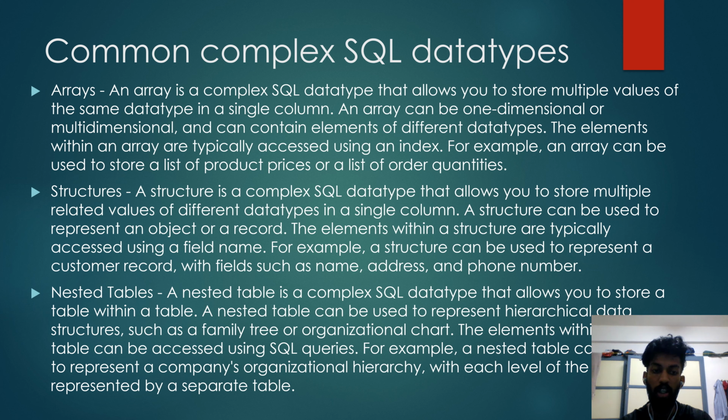Next one, structures. A structure is a complex SQL data type that allows you to store multiple related values of different data types in a single column. A structure can be used to represent an object or a record. The elements within a structure are typically accessed using a field name. For example, a structure can be used to represent a customer record with fields such as name, address, and phone number. Next, we are talking about nested tables. A nested table is a complex SQL data type that allows you to store a table within a table. A nested table can be used to represent hierarchical data such as a family tree or organizational chart.